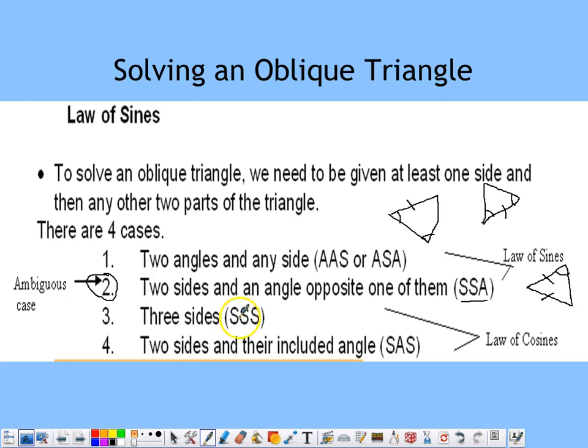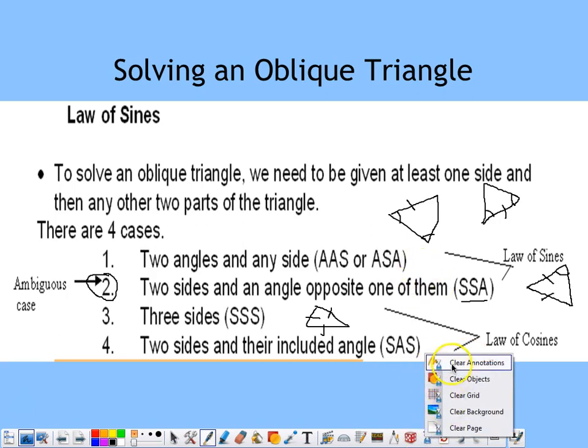And then side, side, side, which is just three sides, you can figure out all the angles. And then side, angle, side. You'll be able to solve those two with law of cosines. So we'll be able to do all of that.